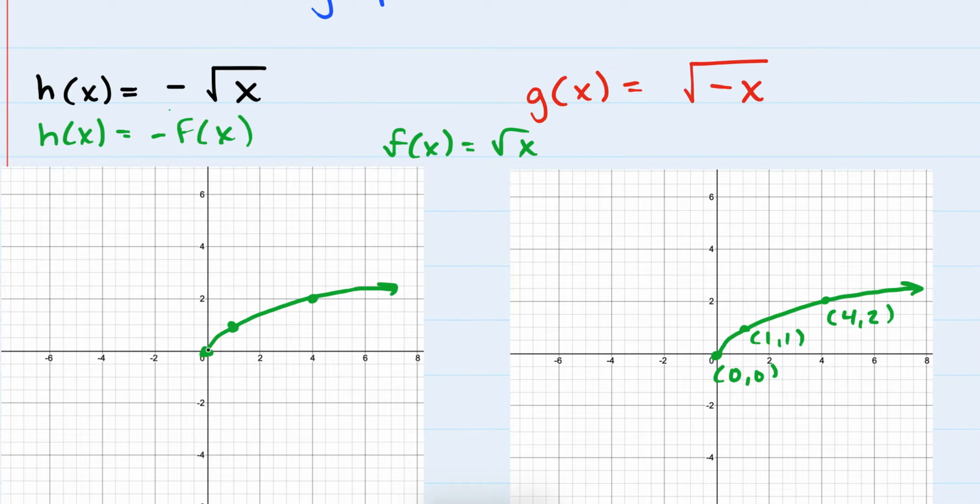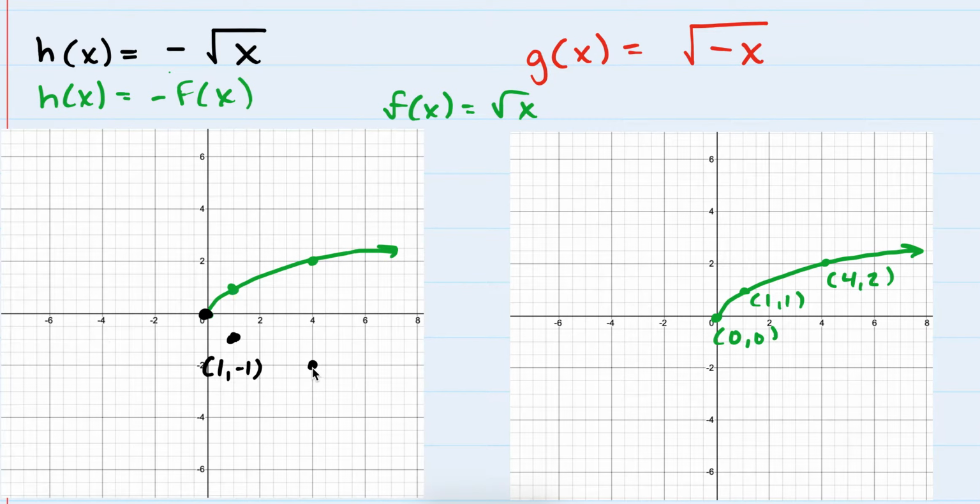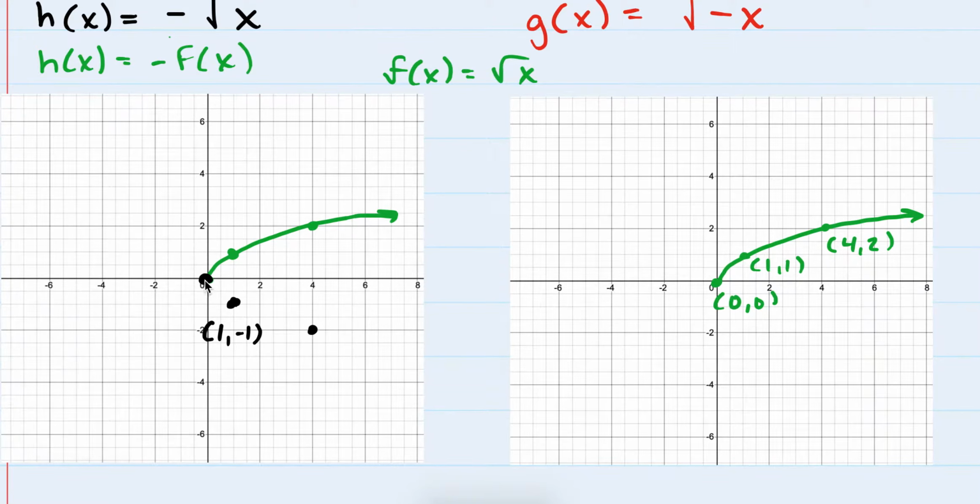We're going to reflect this. So 0, 0 stays here. This goes to 1, negative 1. So it was originally 1, 1. Now this is 1, negative 1. Then this 4, 2 goes to 4, negative 2. See here it says negative 2. And then we can now draw the curve like this. Oops, it didn't go through the point. Like that. And erase the original function.